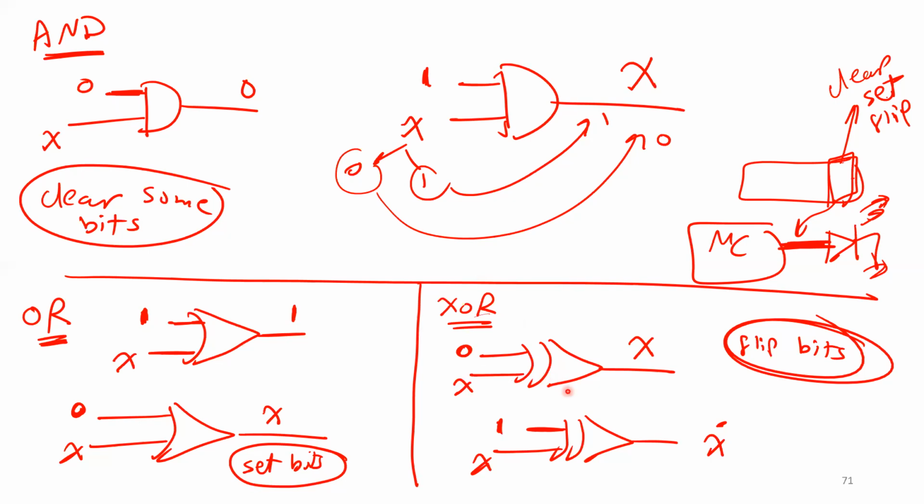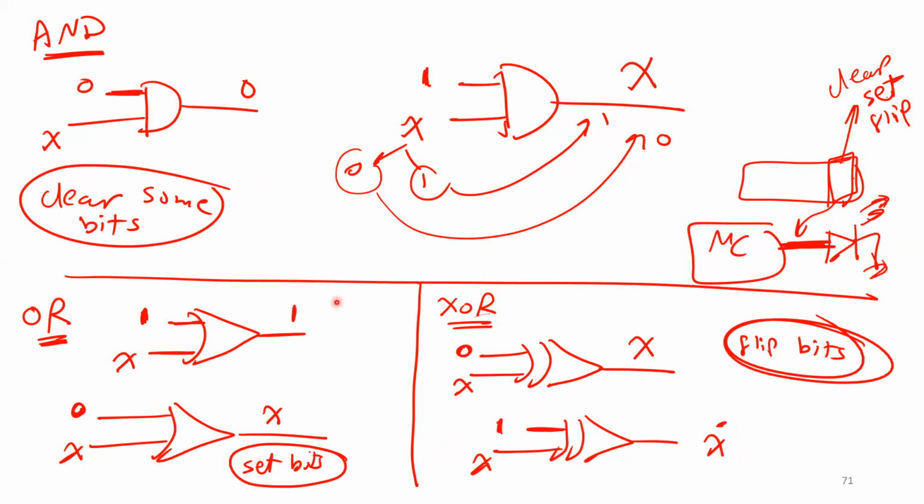This is how it works. If you remember in the digital system course, this is the definition of XOR. But maybe you learned it in a different way. There was a truth table, and this is also similar to the truth table, right? So 0, 0, I'm going to get 0. 0, 1, I'm going to get 1. And 1, 1, and X here, I'm going to get X prime, which is the complement of X. So I'm going to flip this one. If it is 0, I'm going to get 1. If it is 1, I'm going to get 0.